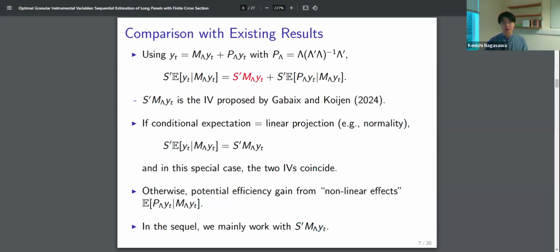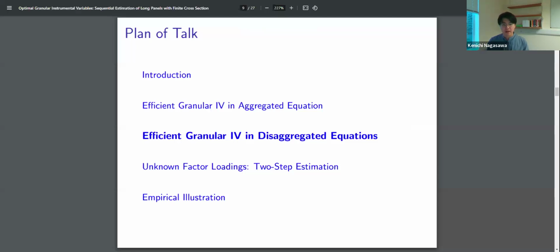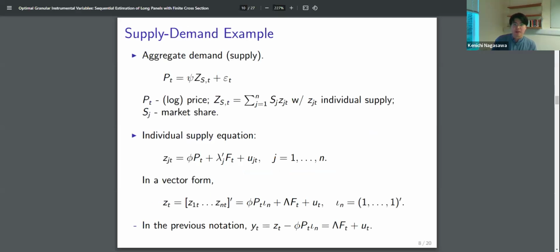Okay, so that's the first part. And now I want to talk about efficient GIV in what I call the disaggregated equation. So there's another setting where you can use granular instrumental variables. Okay, so to explain that, let me use the supply and demand example.